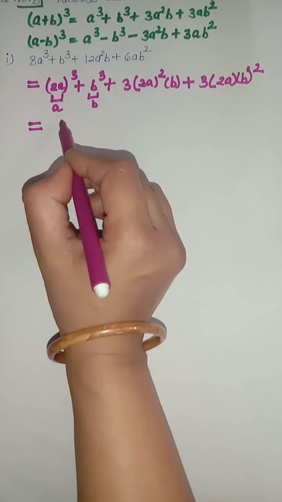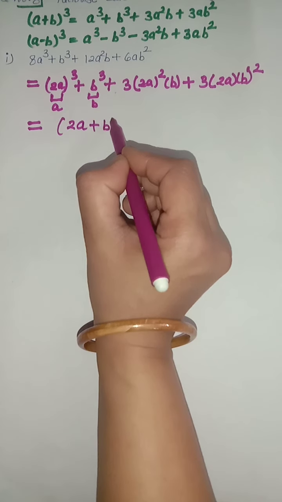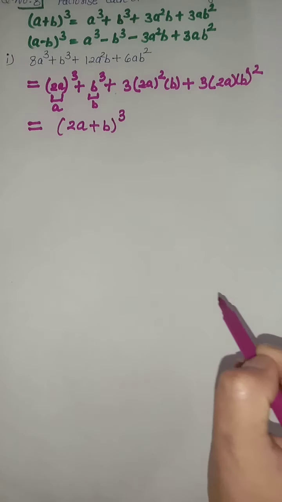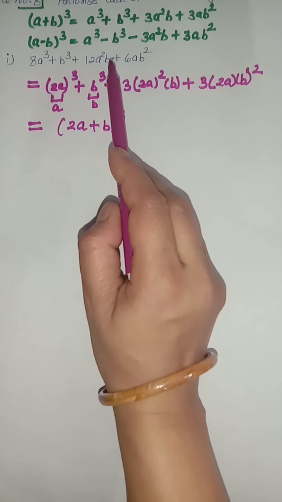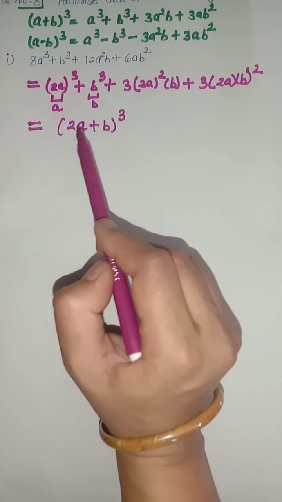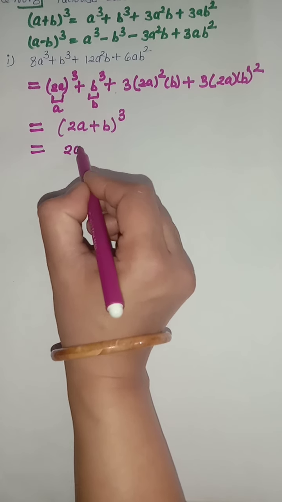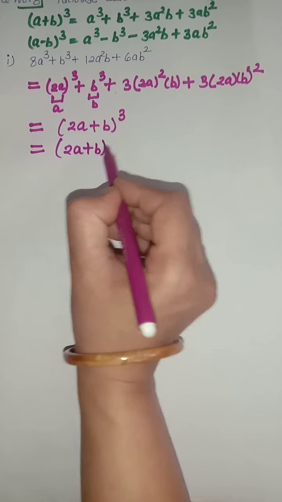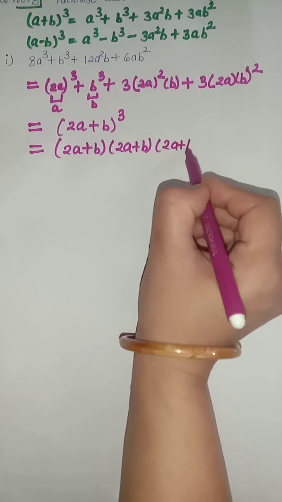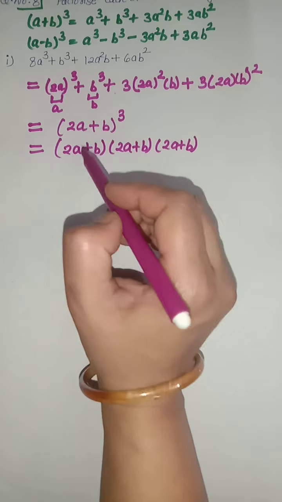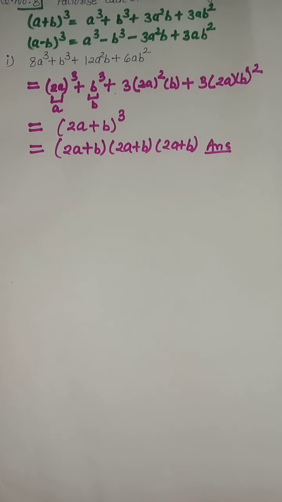(a plus b) whole cube. In place of a, what will you write? 2a. In place of b, what will we write? b, whole cube. Our question was in the form of the right hand side and we just converted it into left hand side form. And (2a plus b) whole cube can be written in factors form as 2a plus b, 2a plus b, 2a plus b. There are 3 factors of this given question and this is the answer.